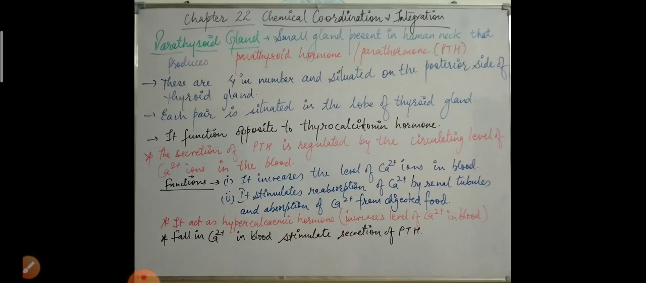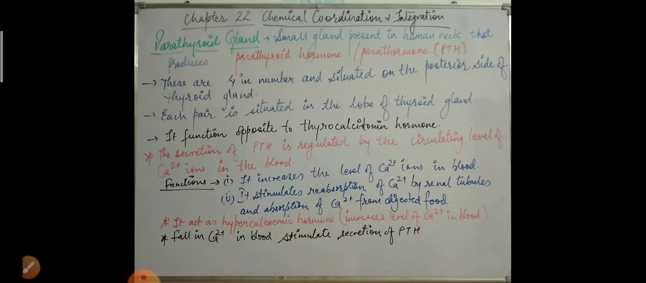The first one of today is the parathyroid gland. Usually the name indicates that it is attached with the thyroid. So here we say that parathyroid glands are 4 in number and they are found attached with the thyroid gland. Okay, so now just have a look over here.